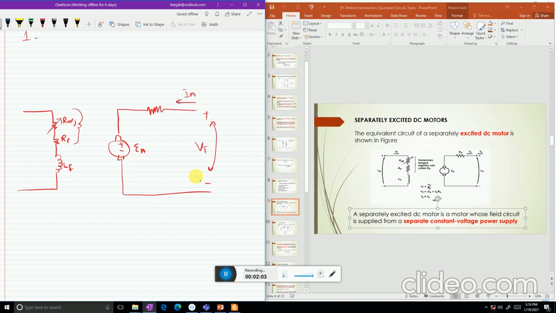This is IA, RA, IF, VF. This is supplied from some other source, and this is supplied from some other source.